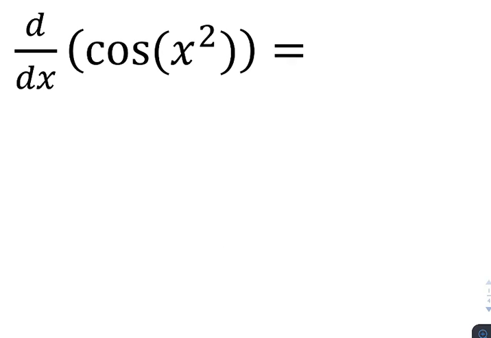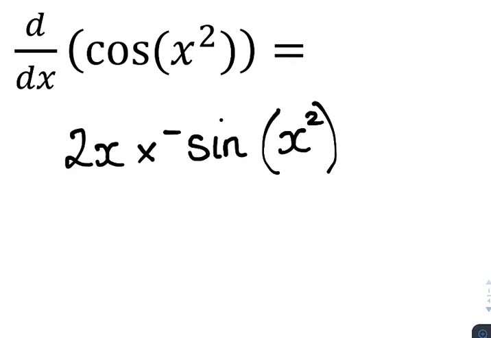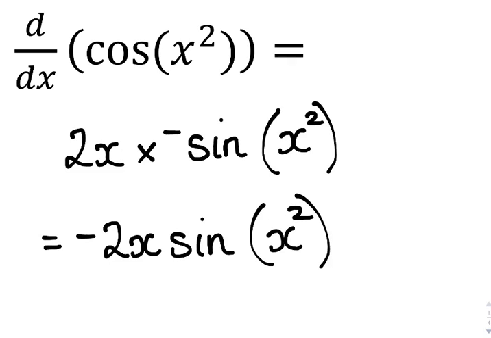Now looking to differentiate cos x squared in order to be able to do the opposite in a moment. So thinking about this, the first step is to do the derivative of what's inside, so that would be 2x. Then multiply it by negative sine of x squared. Negative sine because when you differentiate cos, cos goes to negative sine. Simplifying this, just writing it differently, and then that's done.